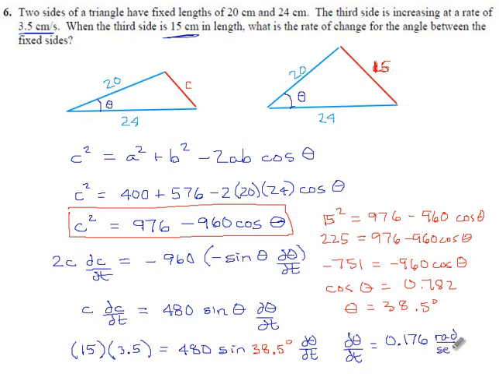Radians per second. Makes sense that the angle is increasing because this side is getting bigger. When a side of a triangle increases, the opposite angle has to increase.